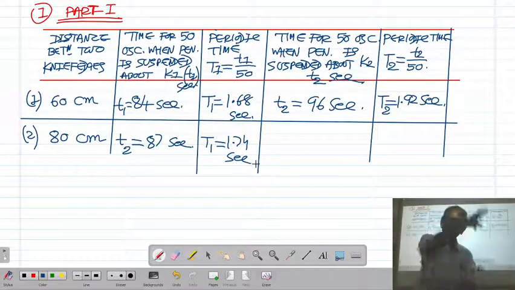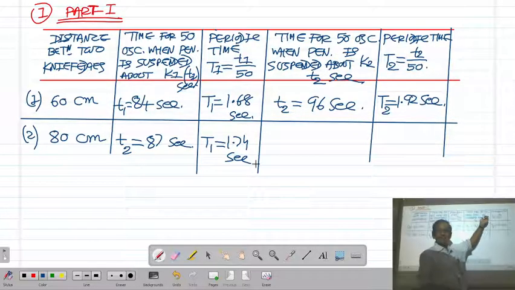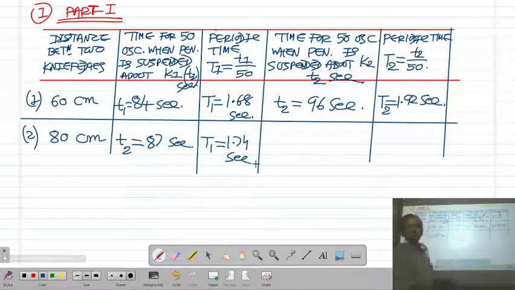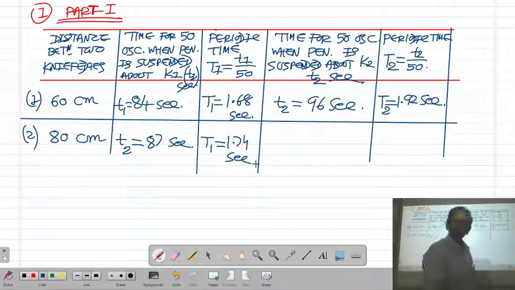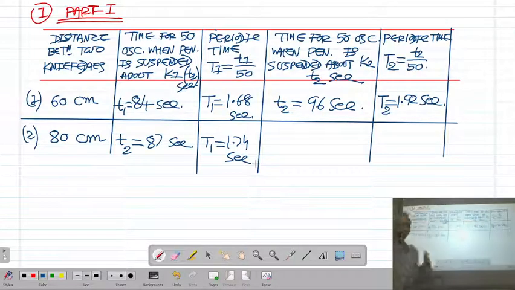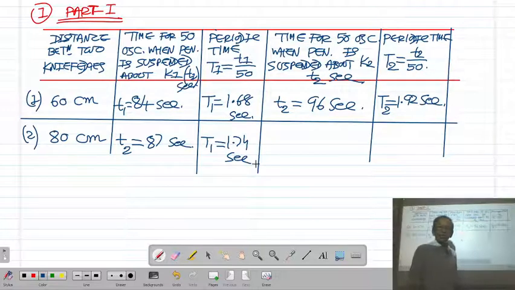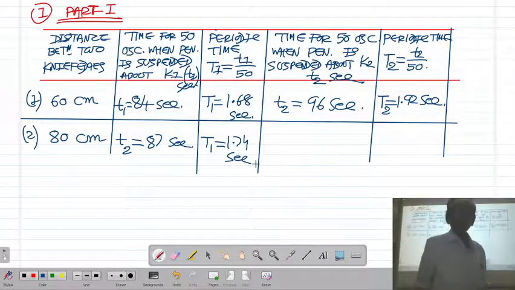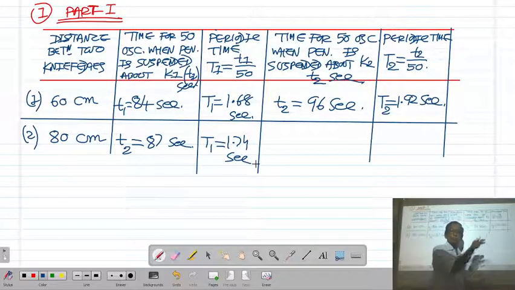Now invert the pendulum. The distance between the two knife edges is still 80 centimeters. Invert the pendulum and suspend it about knife edge K2, which is near to the metallic ball. Again, set the pendulum into oscillation with small oscillations, since the amplitude of the oscillation should be small for harmonic motion. Measure the time for 50 oscillations when the pendulum is suspended about knife edge K2, near to the metallic ball.